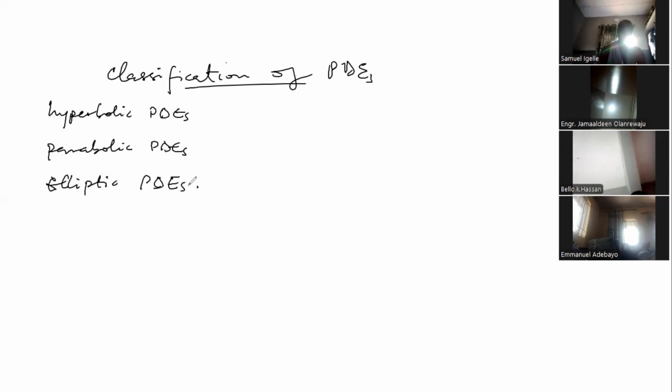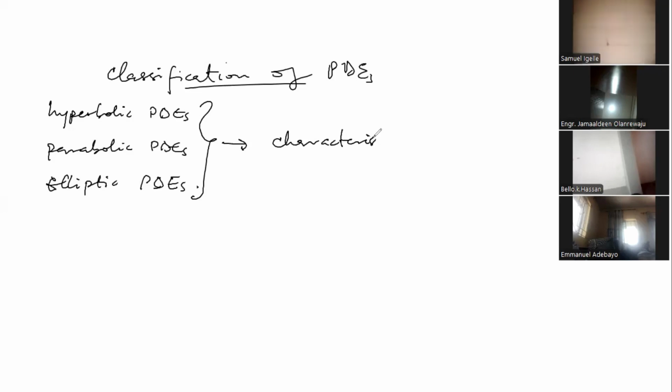Now, one thing I want you to take note of here is that these classifications are strictly based on the characteristic of the solution. So in other words, you could have the characteristic equation that describes your model, and then the solution to that model, based on some conditions, may either make that model hyperbolic, parabolic, or elliptic.